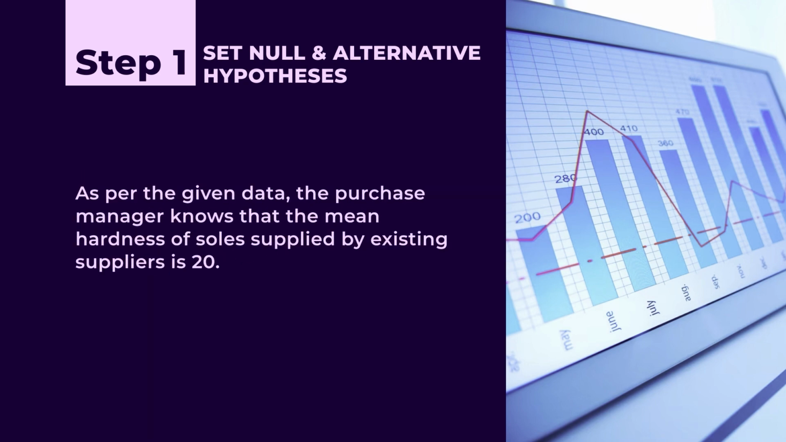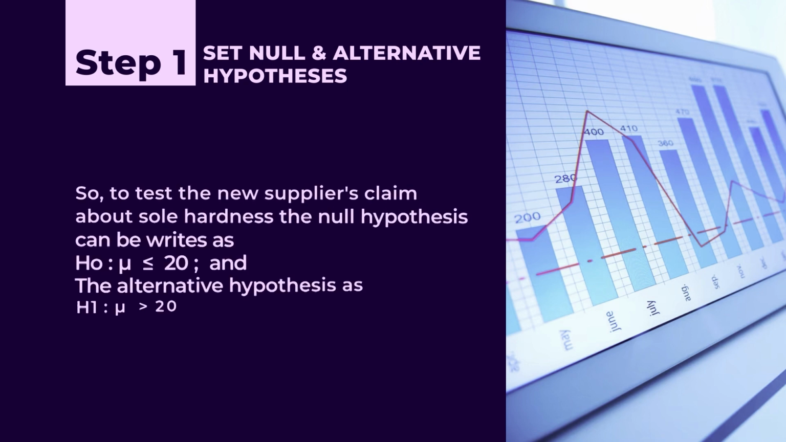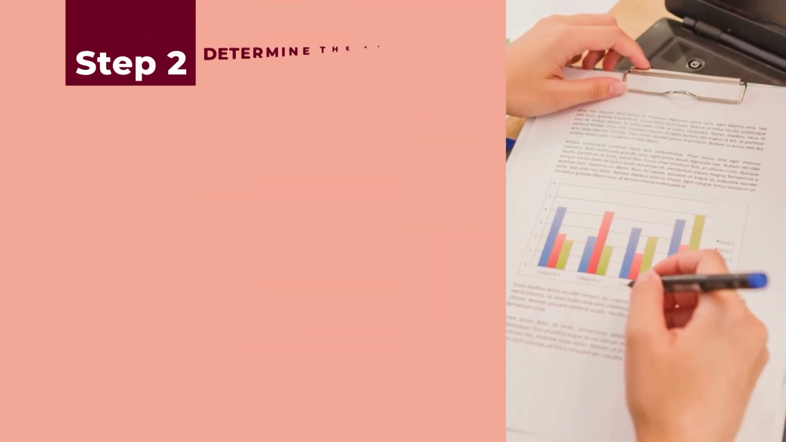As per the given data, the purchase manager knows that the mean hardness of soles supplied by existing suppliers is 20. So to test the new supplier's claim about sole hardness, the null hypothesis can be written as H sub 0 such that mu is less than or equal to 20. And the alternative hypothesis is H sub 1 such that mu is greater than 20. Then step 2 is to determine the appropriate statistical test.